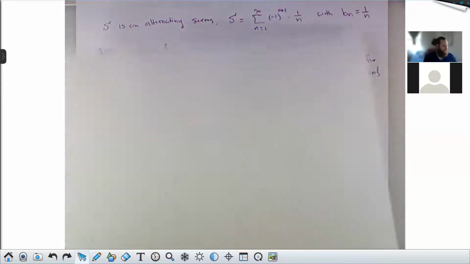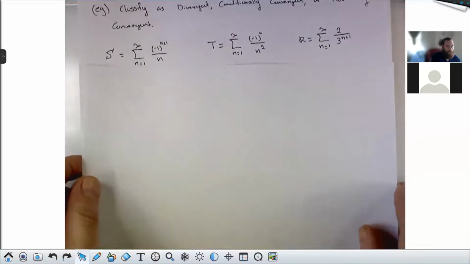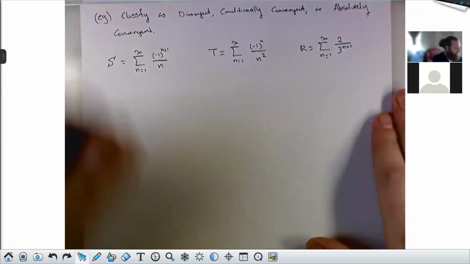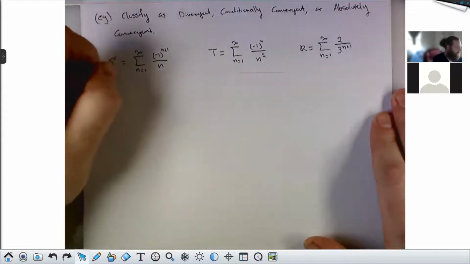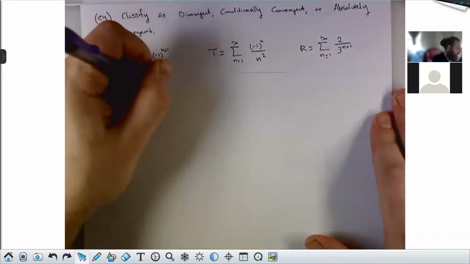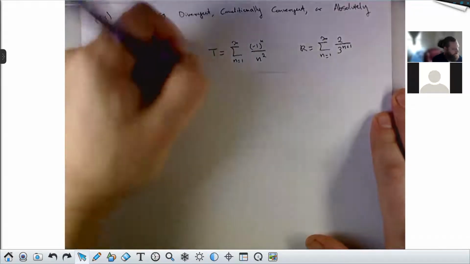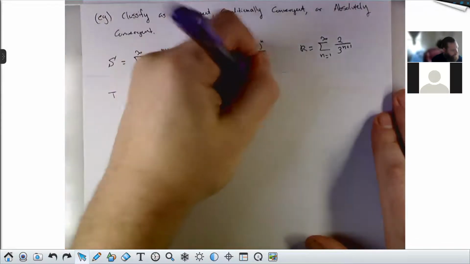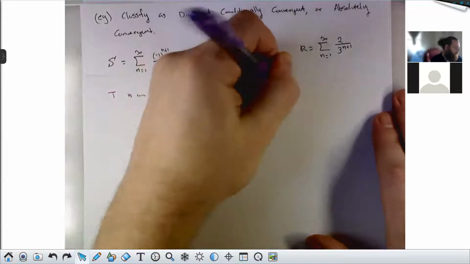Okay, then let's see if we can do the same thing with the series T. The second series we were asked about is that series T. It's the same thing as the last one, but instead of an n downstairs, it's an n squared. So I would start by saying the same. T is an alternating series with Bn here just 1 over n squared.